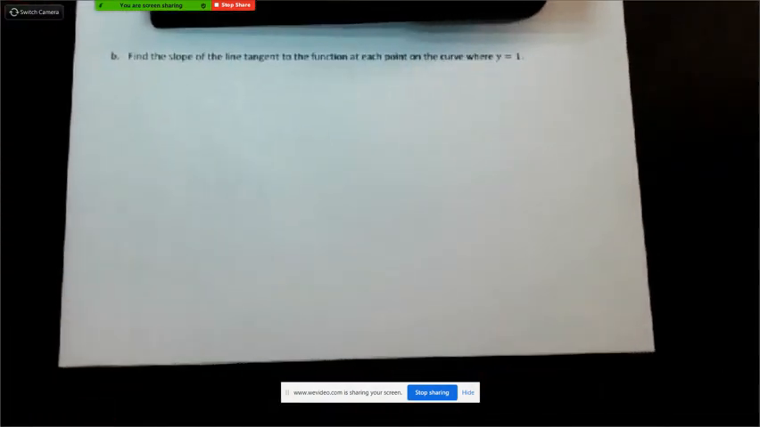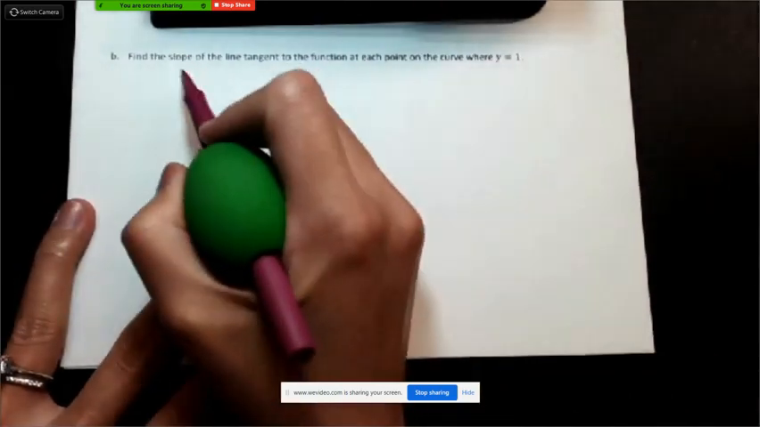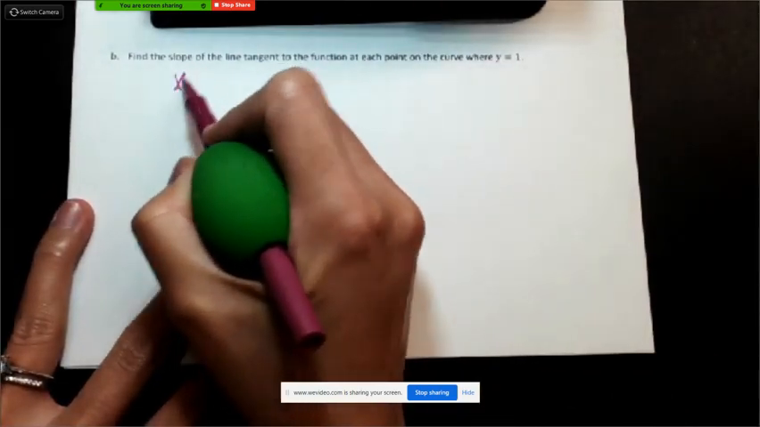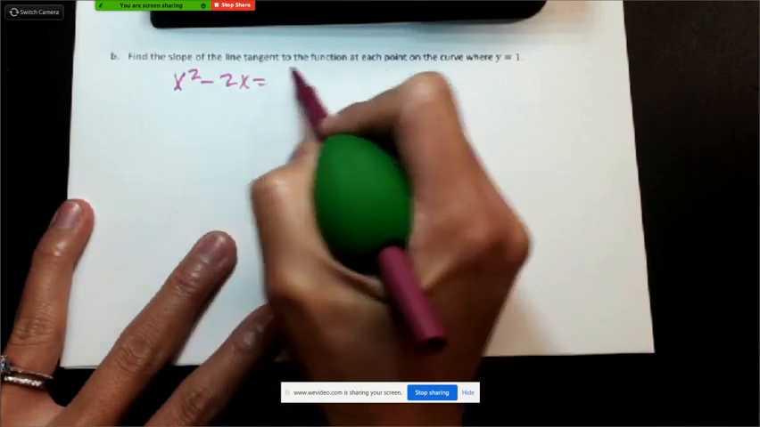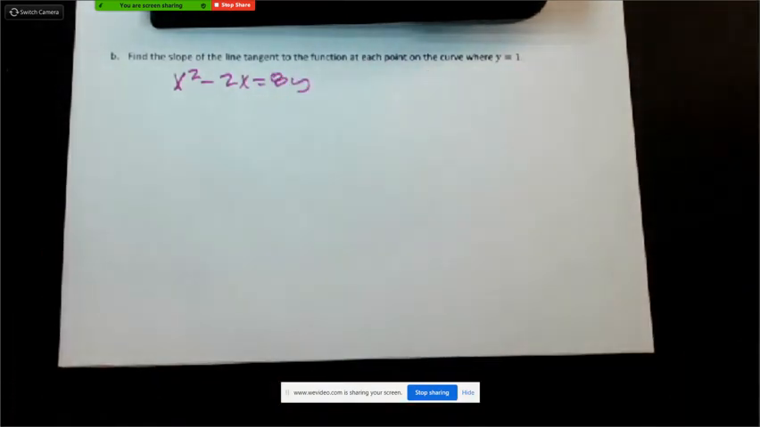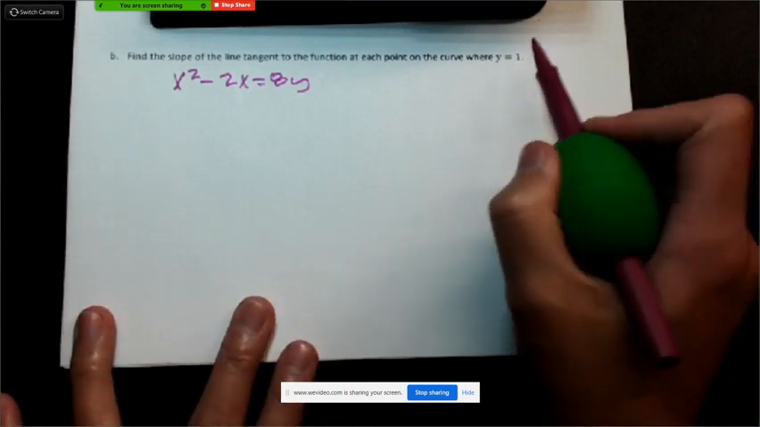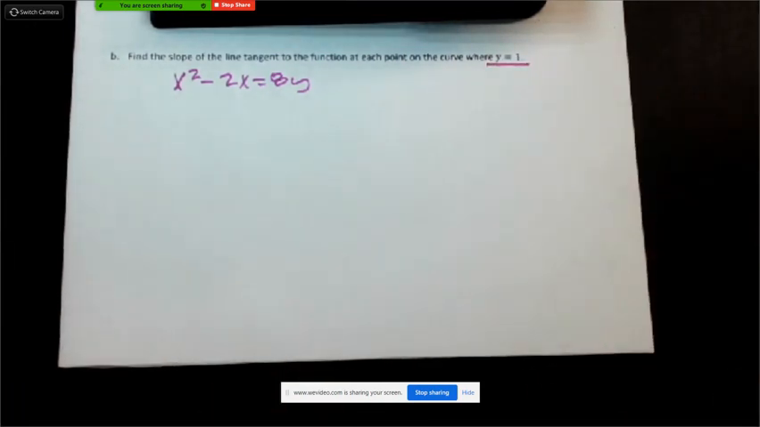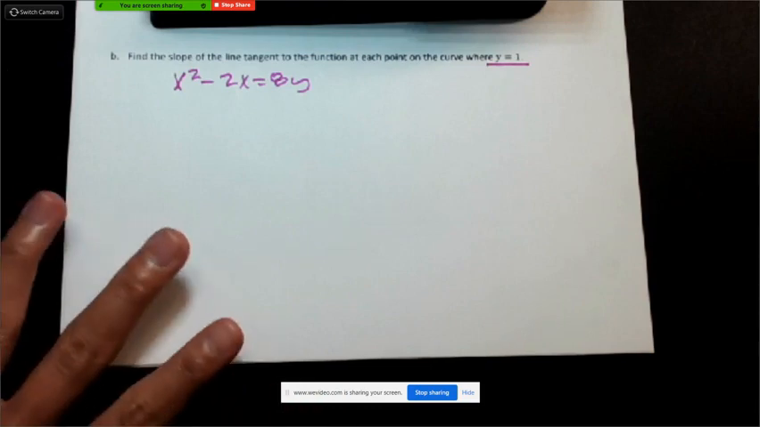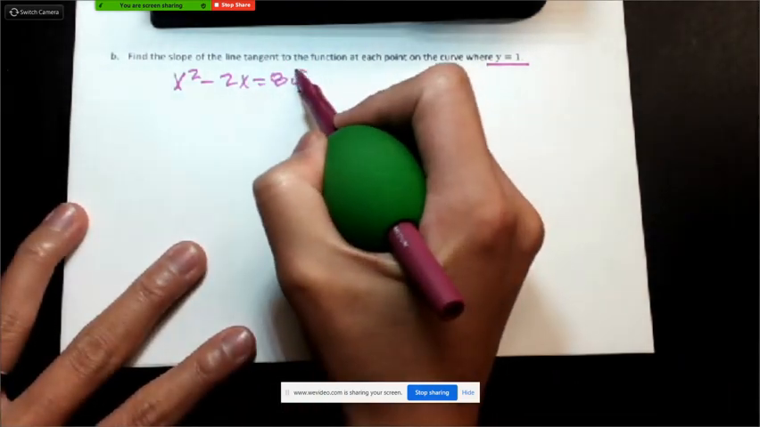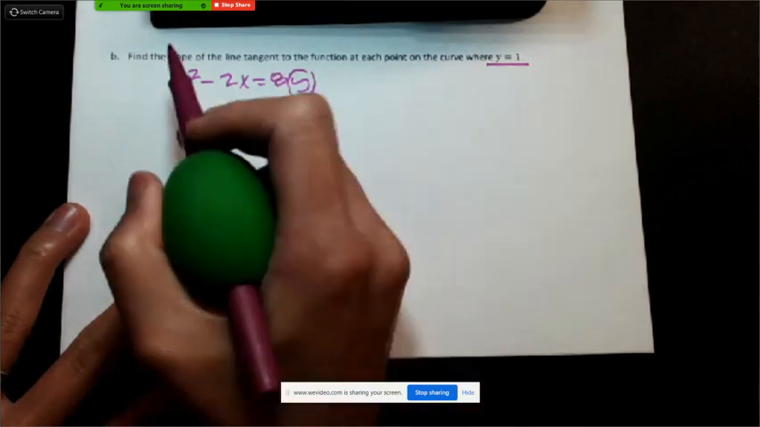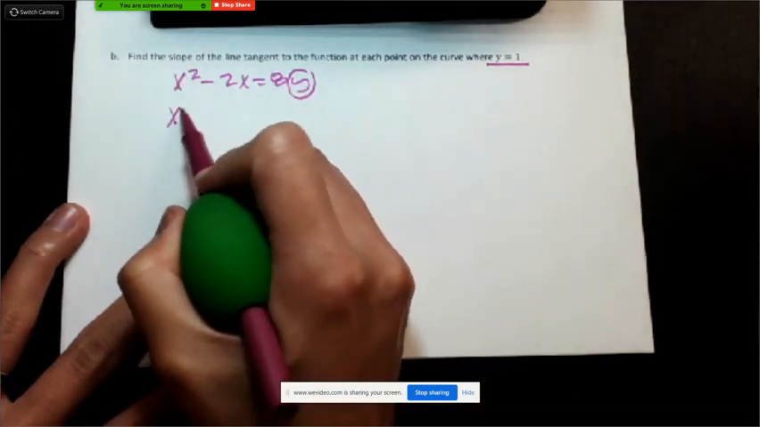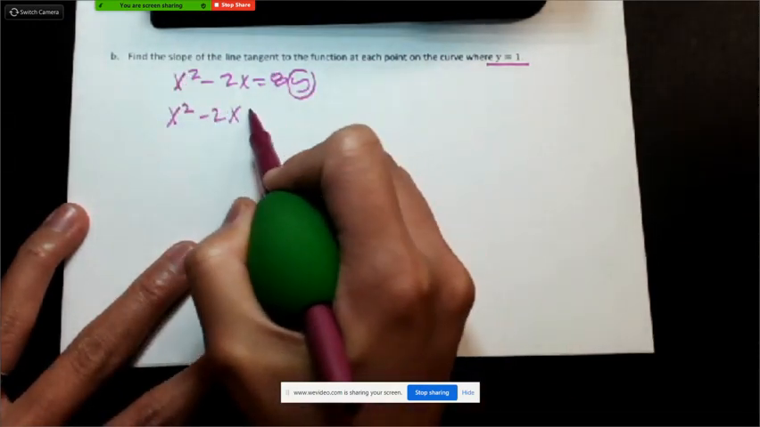Find the slope of the line tangent to the function at each point on the curve where y equals 1. So let's start by writing the original equation so I don't have to move it up and down. The original equation is the following. And we need the slope of a tangent line. So we're looking at where y is equal to 1. So when y is equal to 1, I can go ahead and plug it into the original, which I get the following. x squared minus 2x is equal to 8.